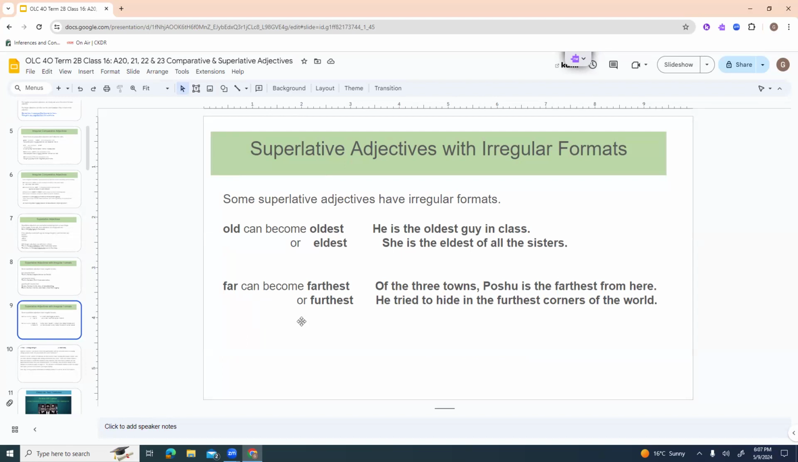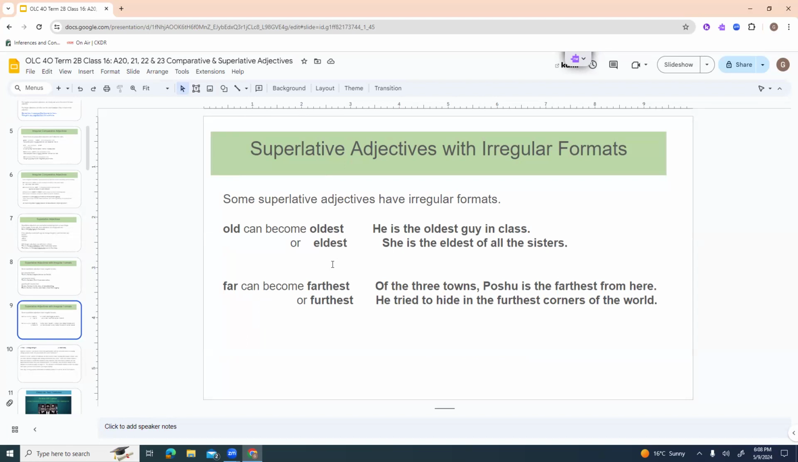Okay. These ones are the same ones that were weird in comparative, are weird in superlative. Hang on a sec. Sorry, guys, my voice was drying up there for a second.